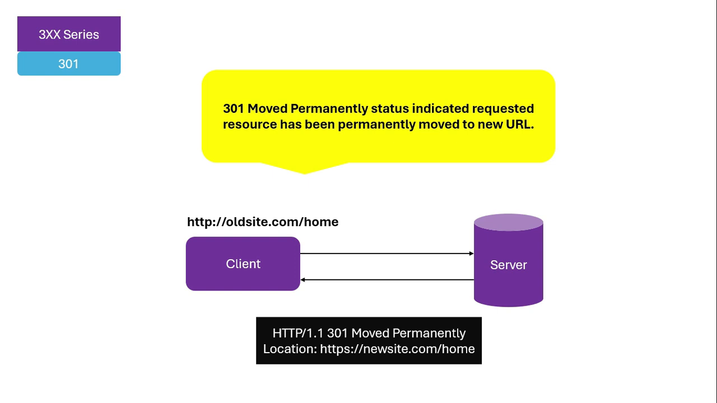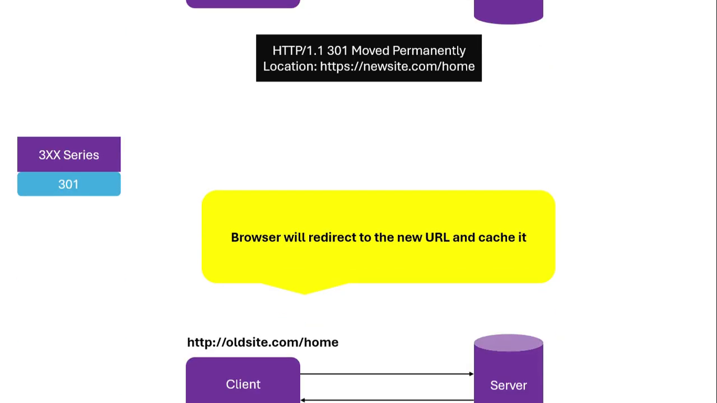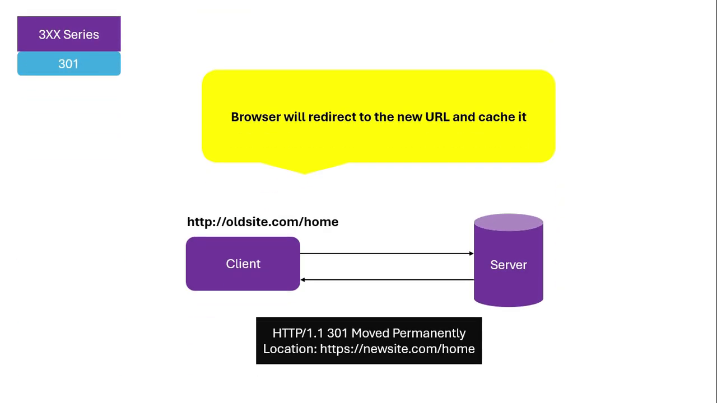You're trying to access a URL, but in the location header you get back the new URL. For example, the client makes a request to oldsite.com/show, but the server responds that it has moved permanently with the 301 Moved Permanently status code. So here it is redirecting to the new URL and the client is also caching it.